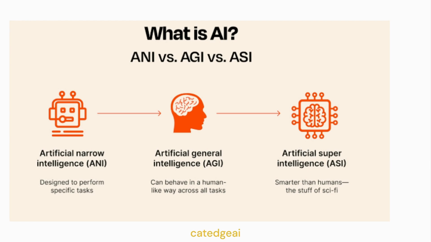And coming to artificial general intelligence, it can behave in human ways, with human cognitive abilities. Whatever a human can do, it can do. And coming to artificial super intelligence, it's smarter than humans, like the science fiction movies, whatever you see in the movies, it will be. But we have not reached general intelligence. So we are still in the age of Gen AI and agentic AI.